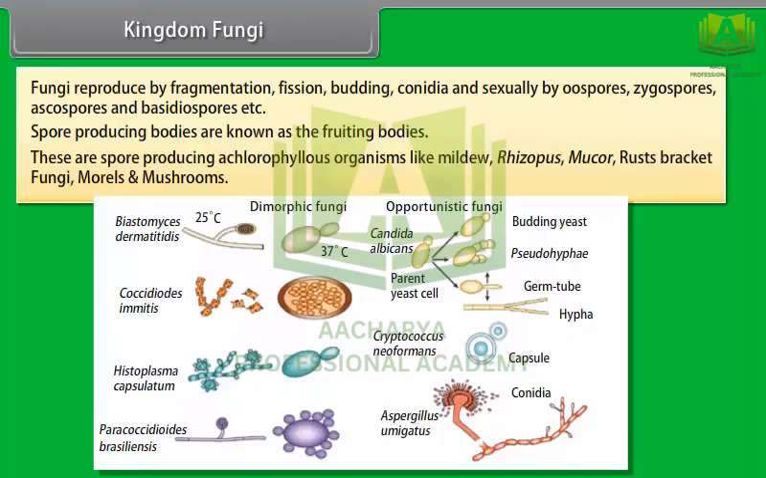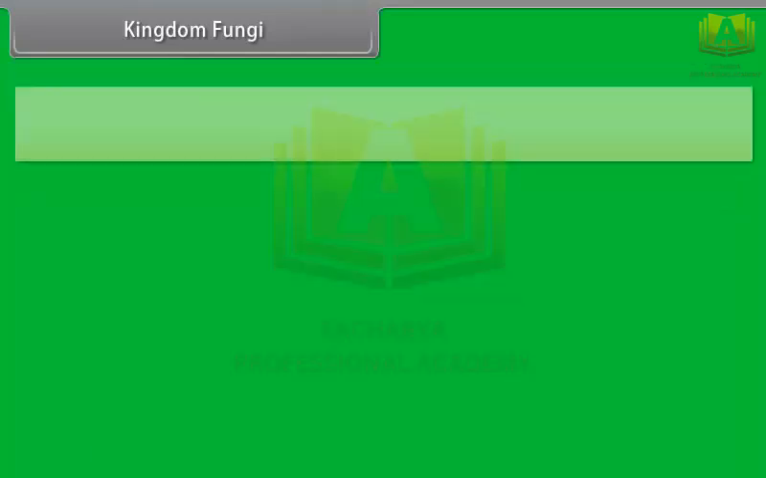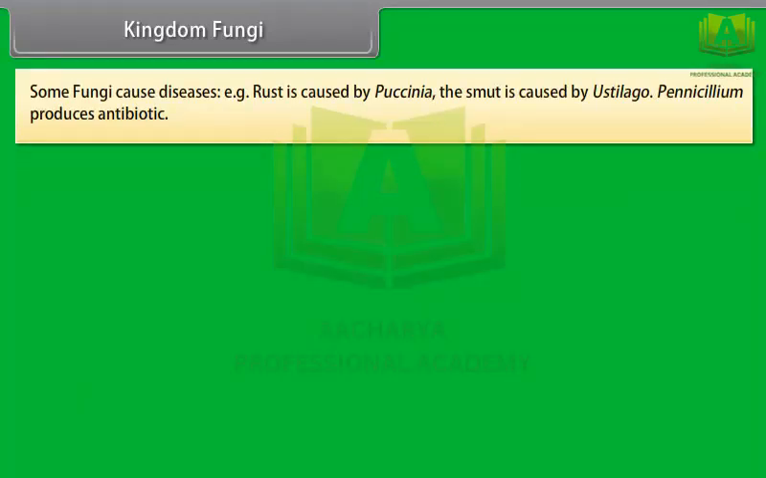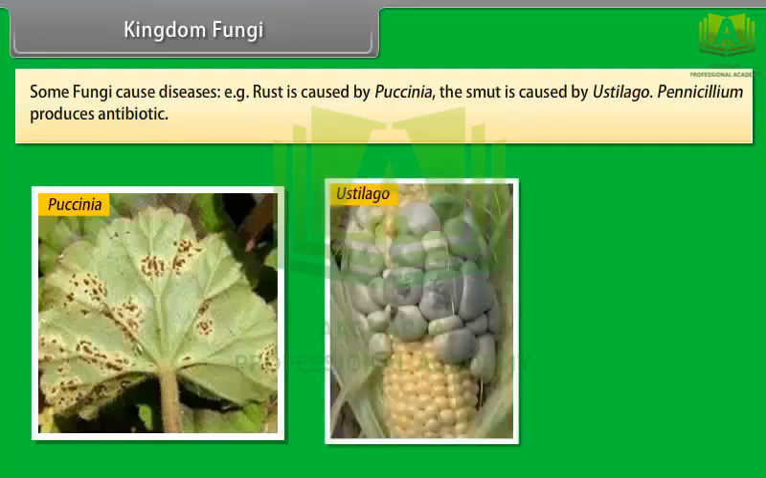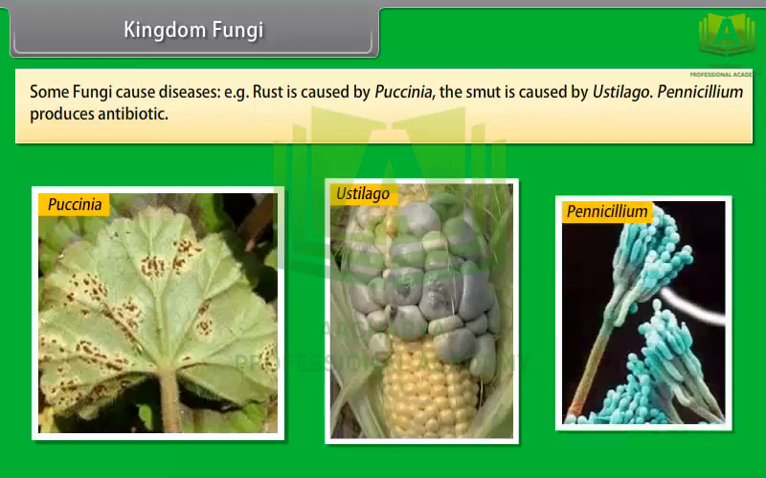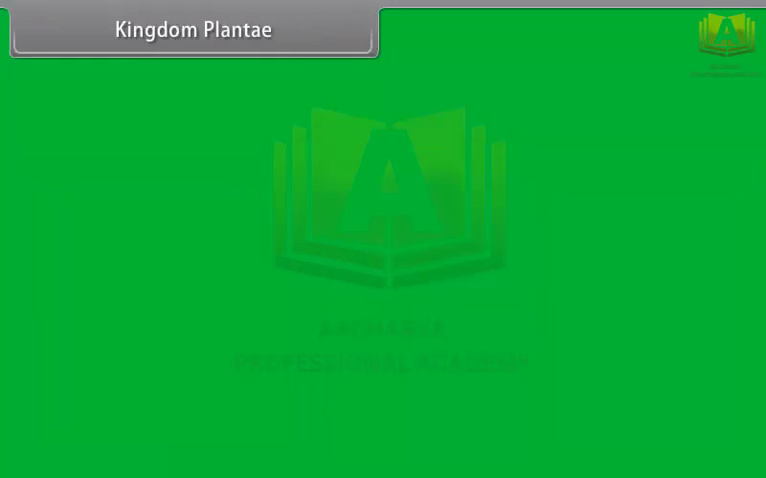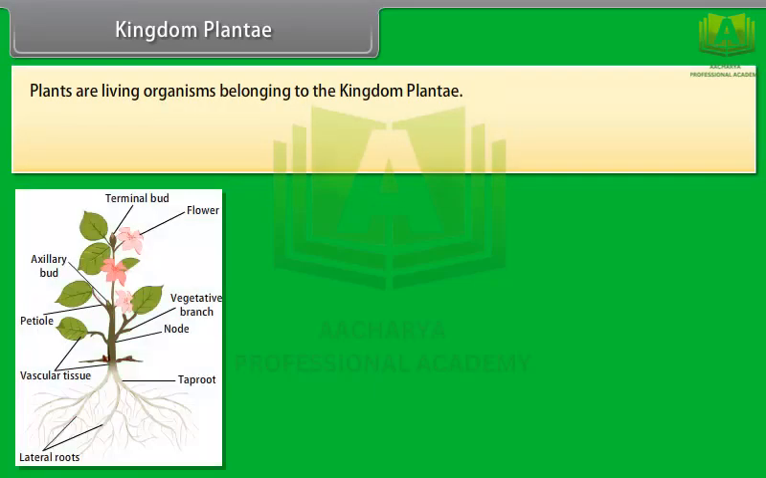Spore-producing bodies are known as fruiting bodies. These are spore-producing achlorophyllous organisms like mildew, Rhizopus, Mucor, rusts, bracket fungi, morels, and mushrooms. Some fungi cause diseases. For example, rust is caused by Puccinia, smut is caused by Ustilago, and Penicillium produces an antibiotic. Kingdom Plantae. Plants are living organisms belonging to the kingdom Plantae.